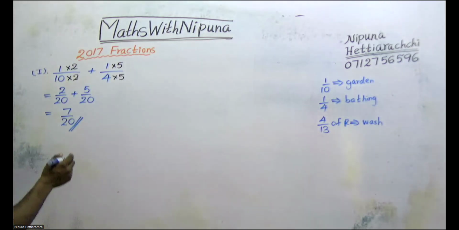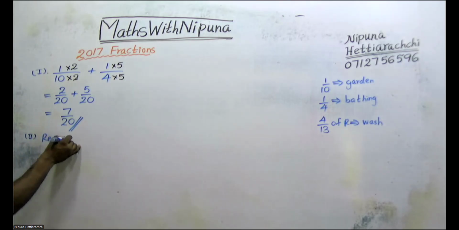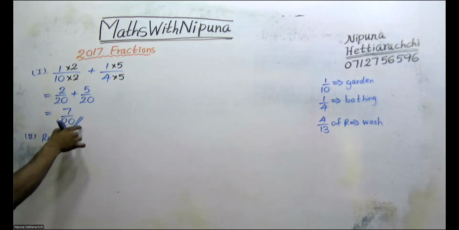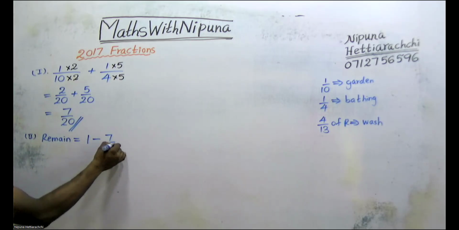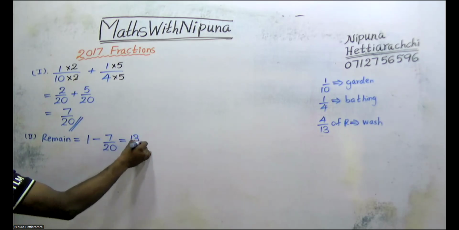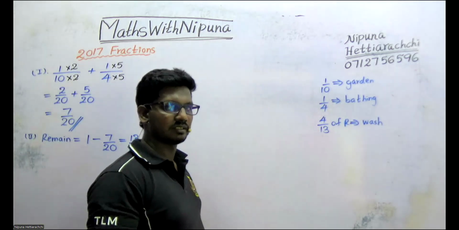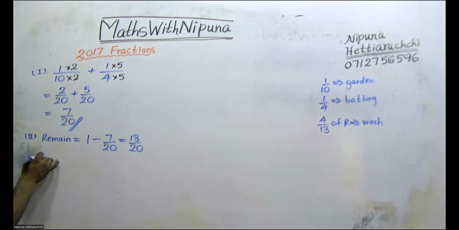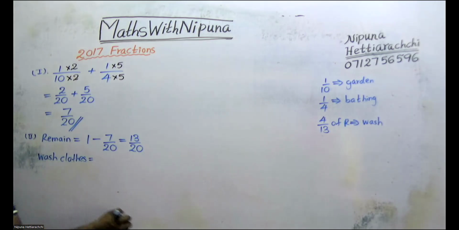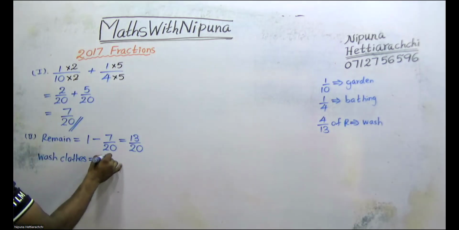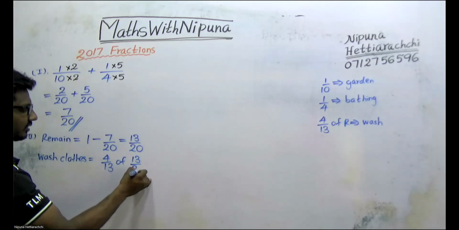4 out of 13 of the remainder. Therefore we have to calculate the remaining fraction. Now what fraction has been used? 7 out of 20. From the complete one, subtract 7 out of 20. Then the remaining portion is 13 out of 20. Wash clothes: from that remaining amount, another 4 out of 13 has been used. 4 out of 13 of the remainder. The remainder is 13 out of 20.